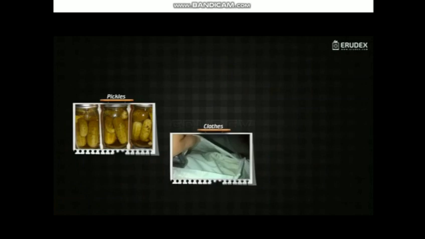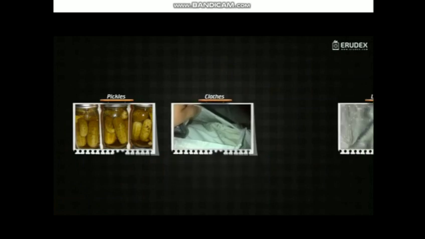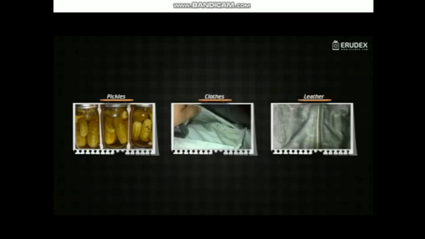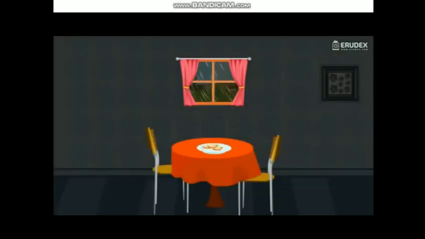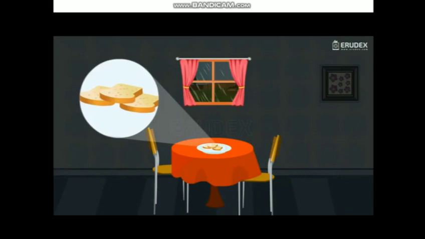Fungi also grow on pickles, clothes, leather goods, etc. Fungal spores are very active during the rainy season. They germinate easily in moist climate and grow rapidly on things.